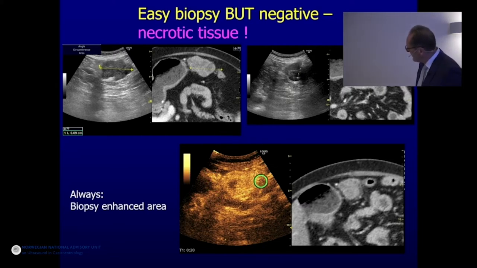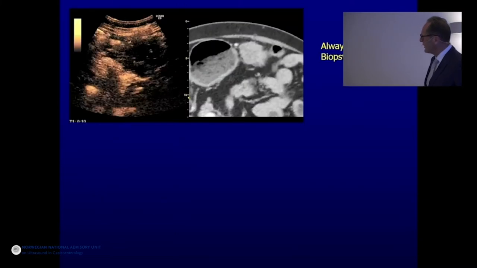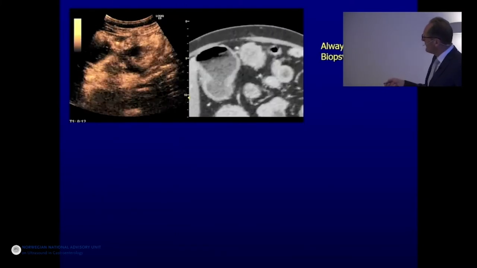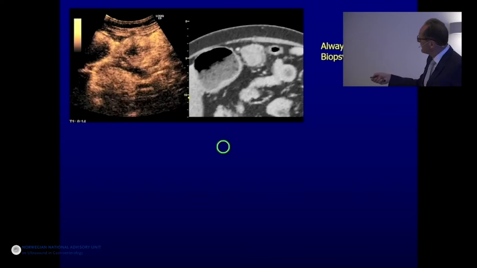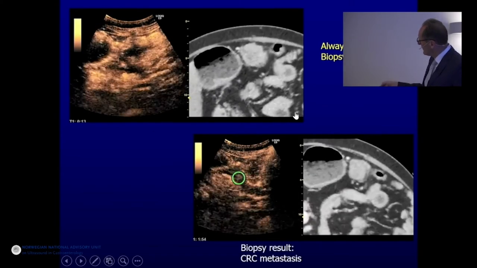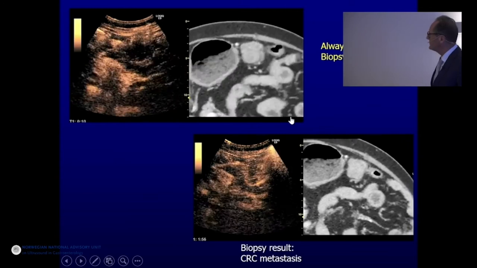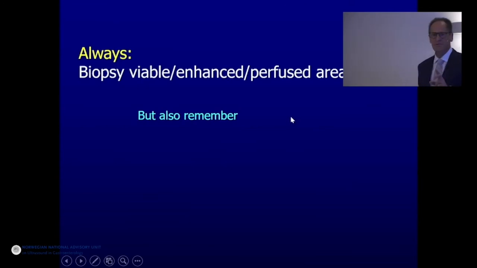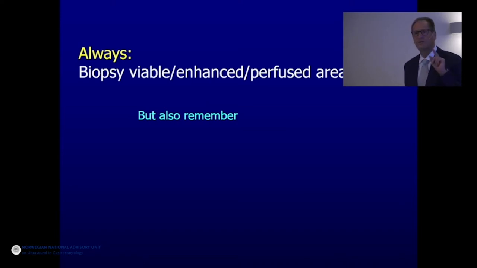Here you have the lesion. You can see necrosis is here. This is perfused. This is where you would like to take the biopsy. So up here, you see the tumor, it has necrosis in the center. The biopsy is taken from the perfused area. So the point is, always biopsy enhanced or perfused areas, which is also the same as viable areas.